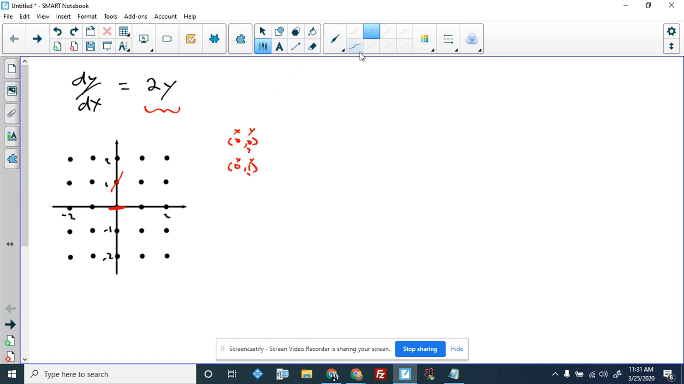So let's go through this a little bit more. Right here at the point (0, 2), again, there's my x, there's my y. 2 times 2 is 4. So I have to go up 4 over 1. Or if I wanted to be super clever, I can go left 1, down 1, 2, 3, 4. So I'm aiming for that point down there. So it should be steeper. There's my slope of 4. There's my slope of 2. Here's my slope of 0.